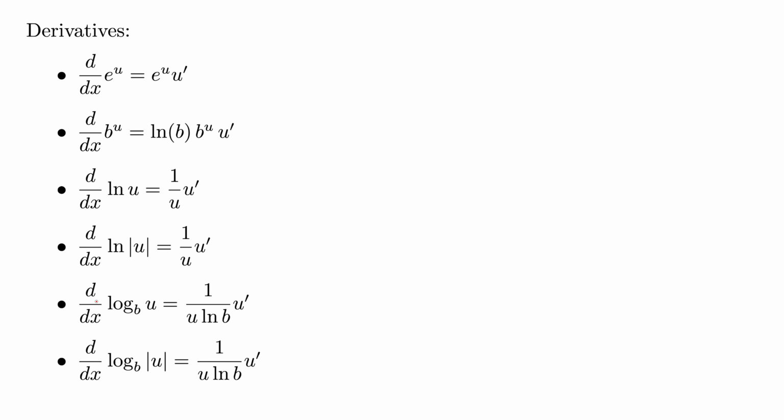Okay, the derivative of log base b of u is similar. We again get 1 over u times u prime, except now we have a natural log b down in the denominator as well. So 1 over u natural log b, times u prime. And the same thing with the absolute value. We get d by dx of log base b of absolute value of u is 1 over u times u prime again, and natural log b, exact same derivative. Natural log b down in the denominator, that is.